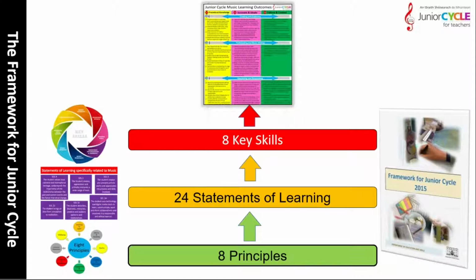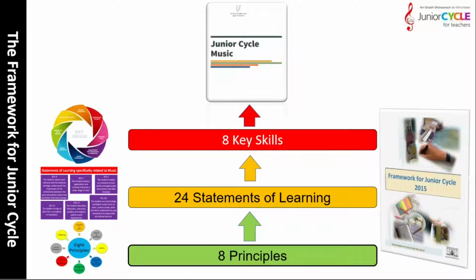So while planning and working with the learning outcomes, it is important to remain cognizant of the principles, statements of learning, and key skills of junior cycle reform, as they informed the development of all our 36 learning outcomes. As a result, the principles, statements of learning, and key skills are given expression through each of the learning outcomes that reside in our specification.